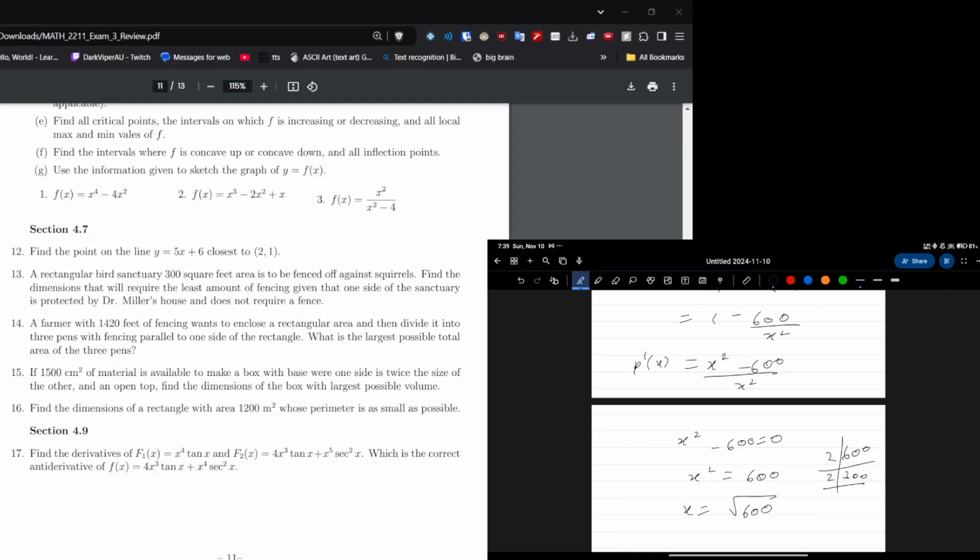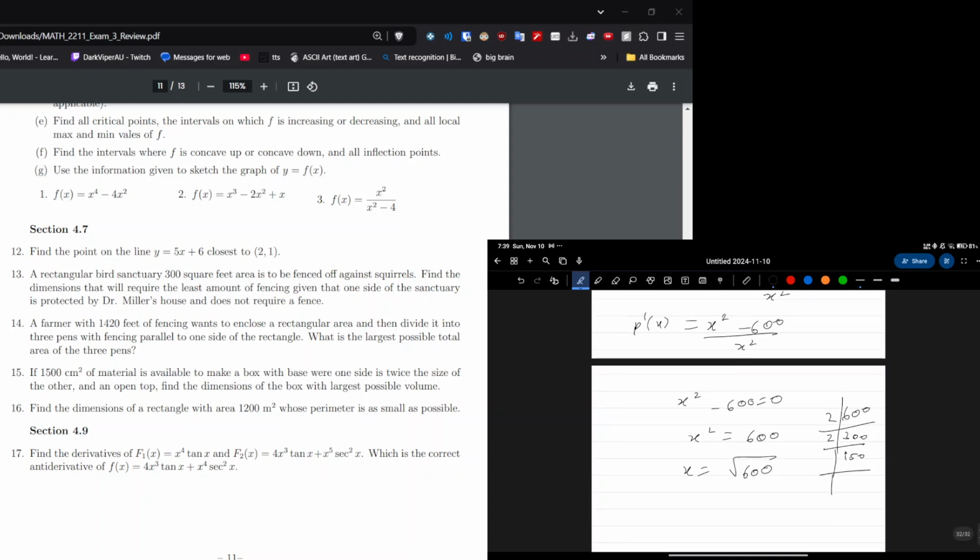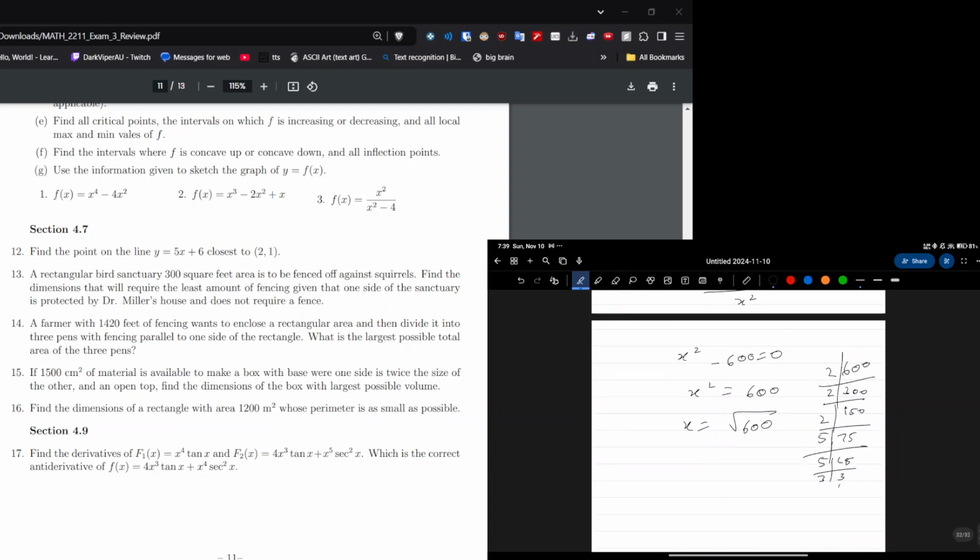600, 300, 150, 75, 75 divided by 5 is 15, 5, 3, 3, 1. So taking these pairs out, okay, 10 root 2 times 3, 10 root 6.